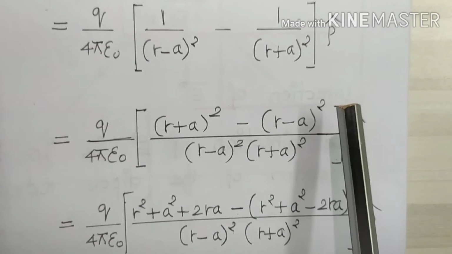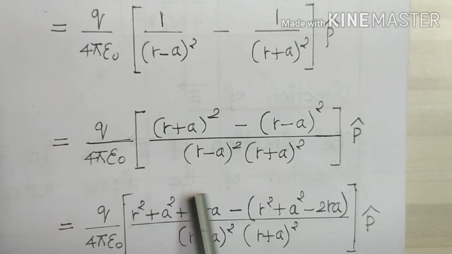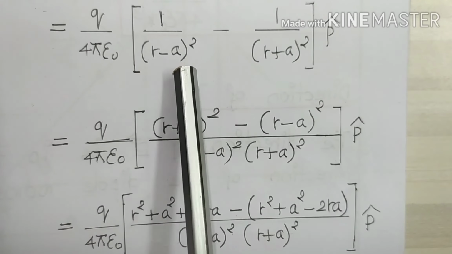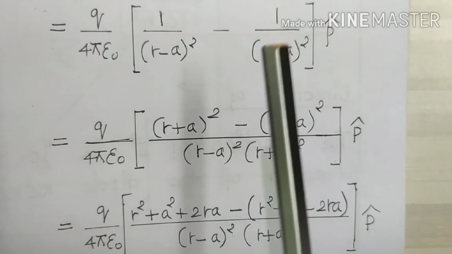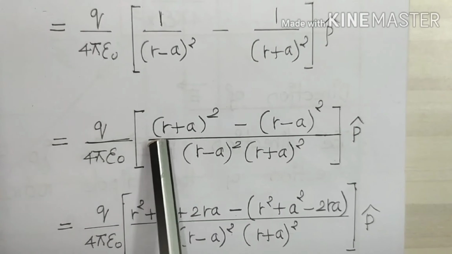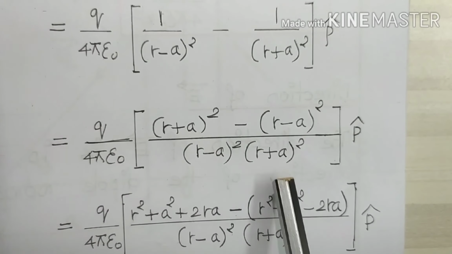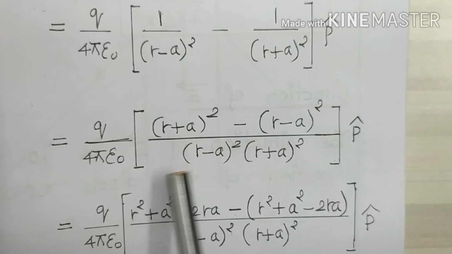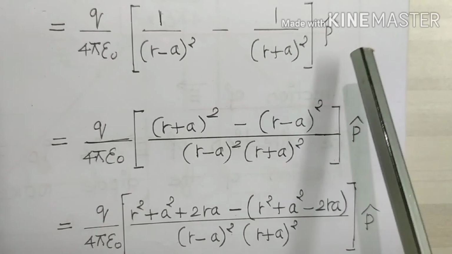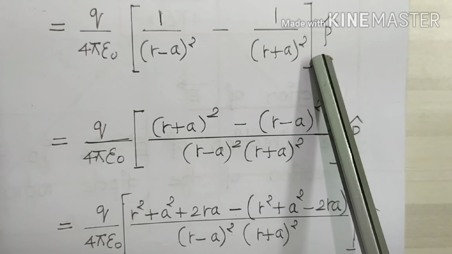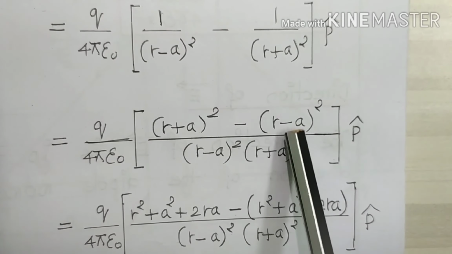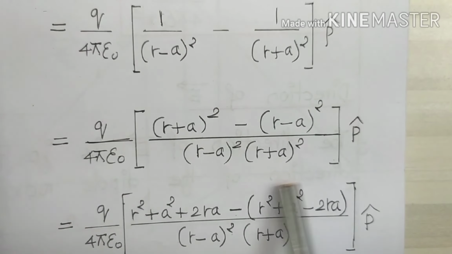Compare this expression with this expression. Here (R minus A) squared is there, but what is not there? (R plus A) squared. So we need to multiply this 1 by (R plus A) whole squared. Similarly, compare this expression with this one. Here (R plus A) squared is there. What is not there? (R minus A) squared is not there. So multiply this 1 by (R minus A) squared. So we have got this whole equation.